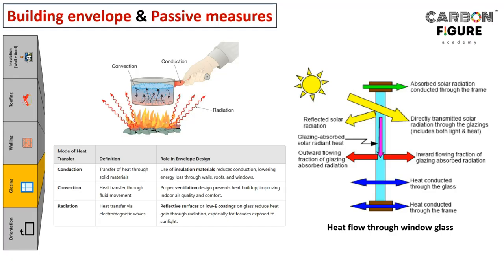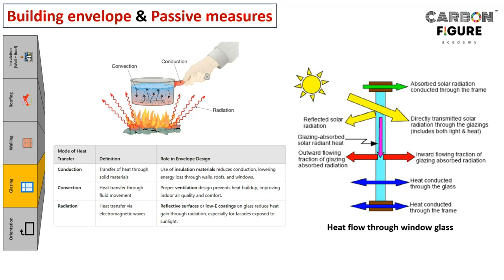Then radiation, heat transfer via electromagnetic waves, right? So for this particular heat ingress, we should use reflective surfaces or low E coatings on glass, so as to reduce heat gain through radiation, especially for facades exposed to sunlight, right? So now I hope you can understand how these different types of heat transfer play a role in your envelope choices and designs, right?